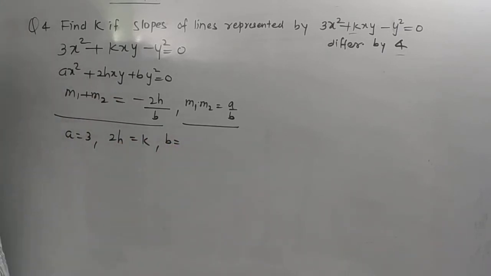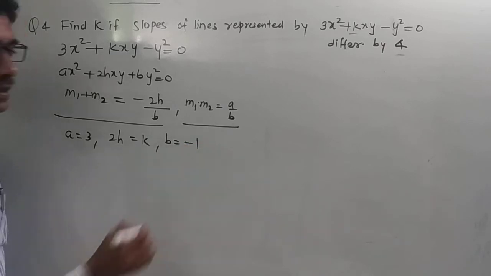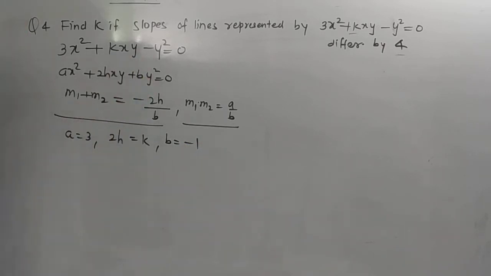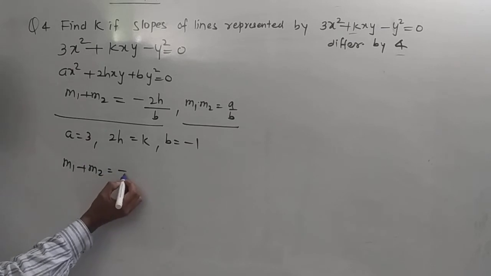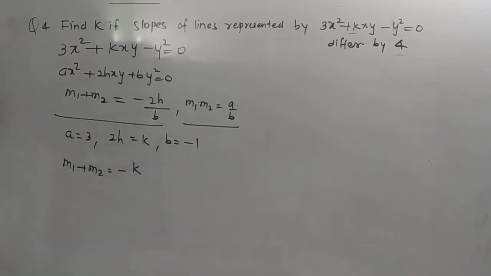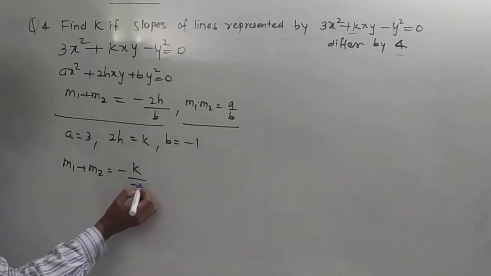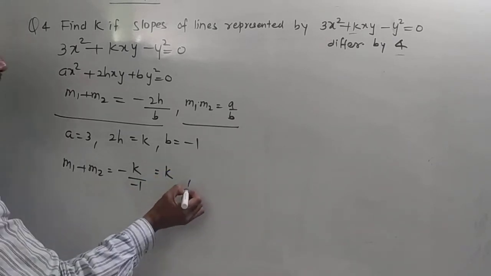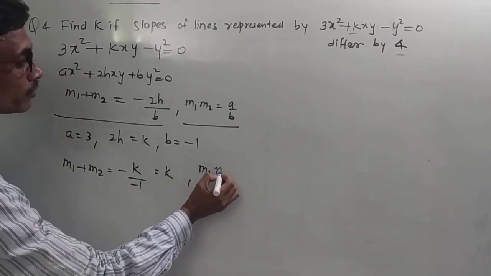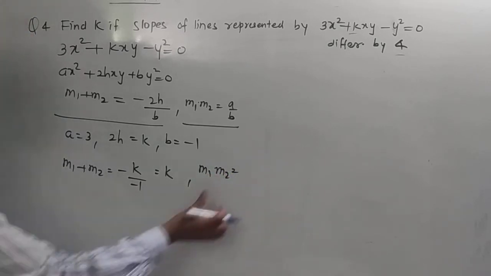B is the coefficient of y square, which is minus 1. So we are getting a, b and h. m1 plus m2 is equal to minus 2h upon b, that is minus k upon b, which is minus 1, so it is k, and m1 into m2 is equal to a upon b.